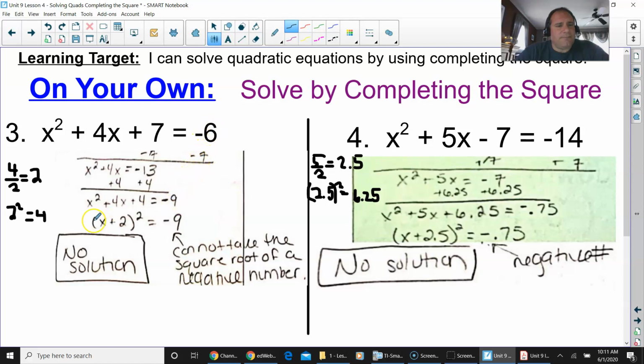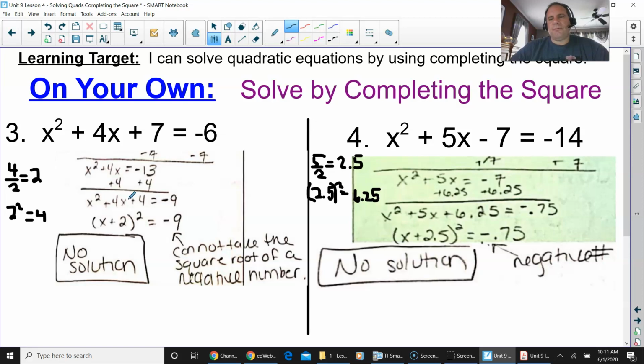When I factored, x plus 2 times x plus 2 equals the x squared plus 4x plus 4, very easy because it's all positive, equals negative 9. Then you go to square root both sides and you realize you cannot take the square root of a negative number. So that's it. There is no solution right there.